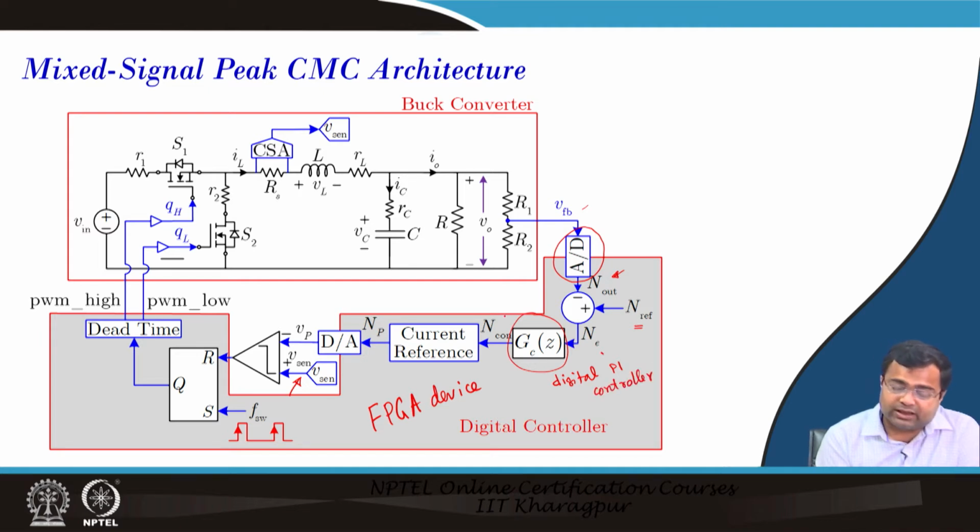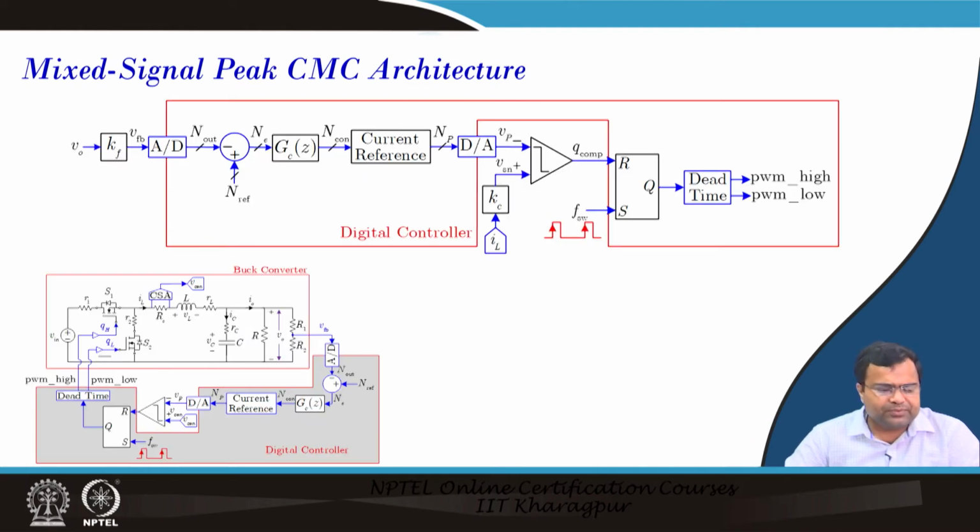Then the control output again is a number. Then there is a current reference generation, which ensures that whatever the control output, the data format has to be consistent with the DAC input data format. So that is for compatibility purposes that we are using this block, and we are also putting in a peak current limit. All of this is taken care of by the current reference block. Then again we have a PWM and dead time block.